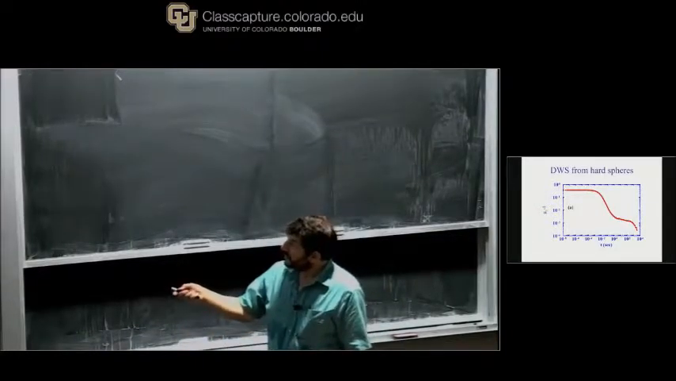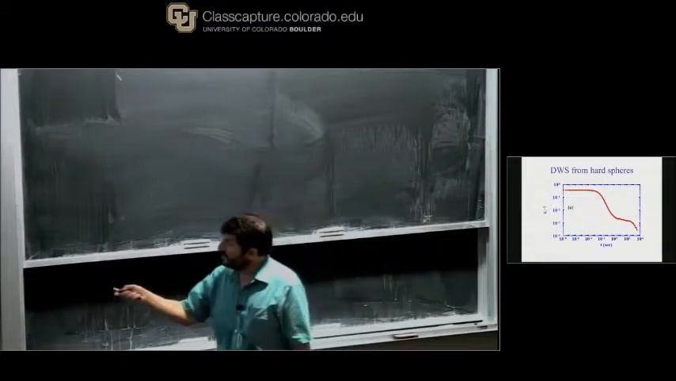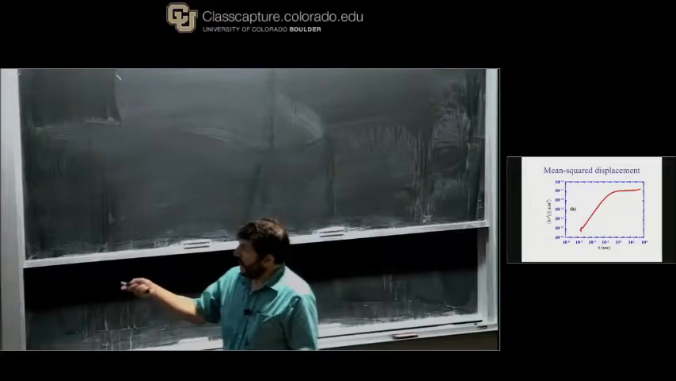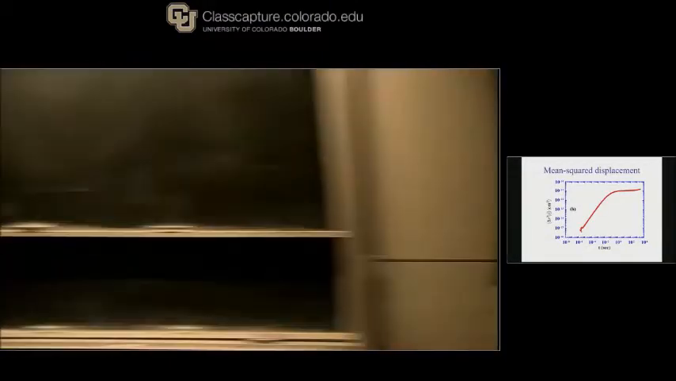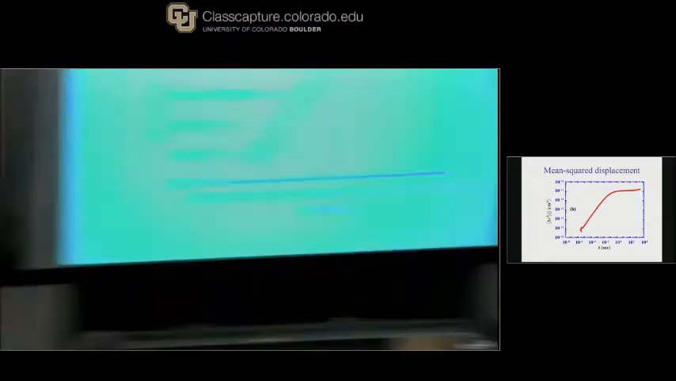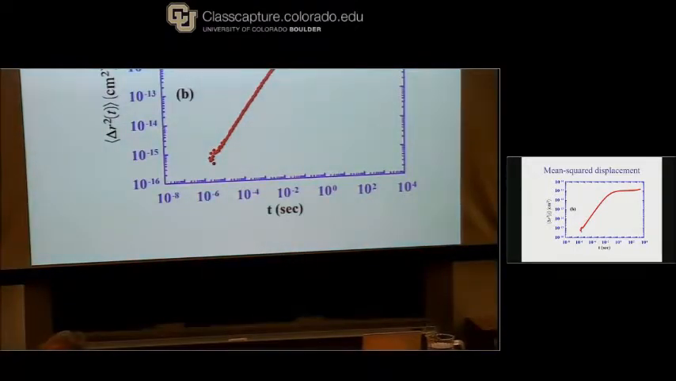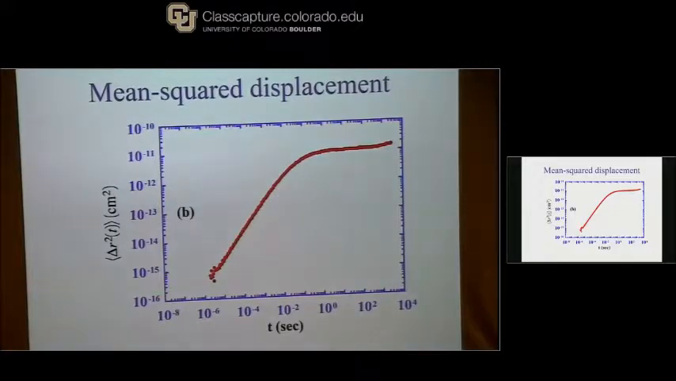So here's the correlation function from hard spheres near the glass transition. Here's the mean square displacement that you get from that correlation function. Notice it increases linearly because it's diffusing, and then it approaches a plateau. Remember, we showed the motion of the particles. It approaches a plateau because it's trapped in cages.